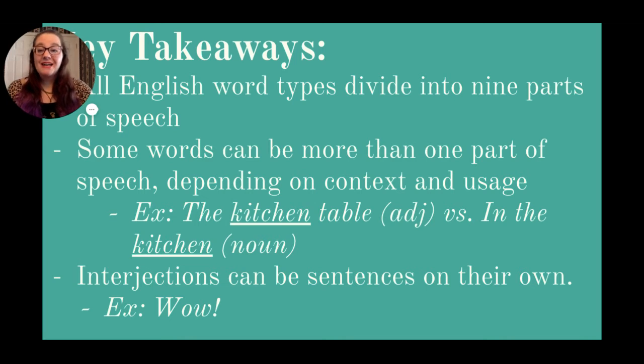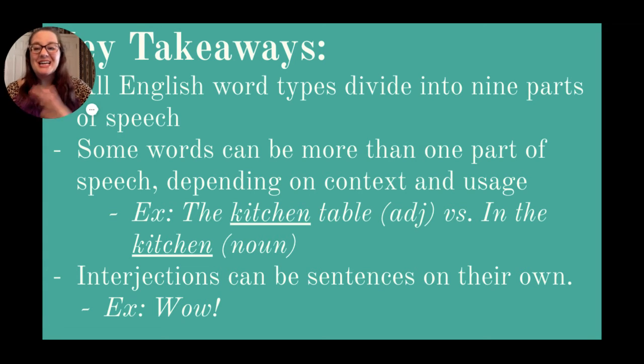Couple things. All English word types divide into the 9 parts of speech. Some words can be more than one part of speech, depending on the context or the usage of the word, the idea of form versus function. So for instance, the word kitchen is a noun. It's a place, that's its form. But in the phrase, the kitchen table, the function of that word is now as an adjective describing the table. Whereas if we said the table is in the kitchen, kitchen is a noun, it's a place. So keep in mind that depending on how a word is used, how it's functioning in a sentence, it may have a different part of speech for that moment.